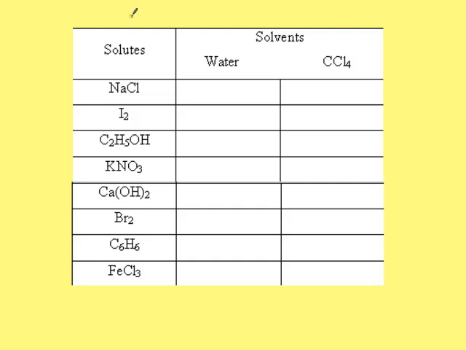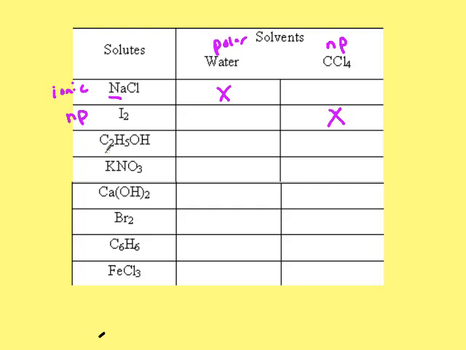Here we have some solutes and some solvents. To solve these types of problems, when you see them on practices or on your quiz or test, you need to think water. Water is polar. CCl4 is nonpolar because you have the same thing all the way around. NaCl starts with a metal, so that would be ionic. Since it's ionic, it should dissolve in the polar solvent. I2 is nonpolar because it shares its electrons equally, therefore it would dissolve better in the nonpolar solvent.